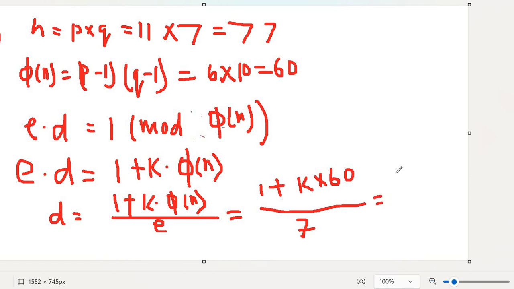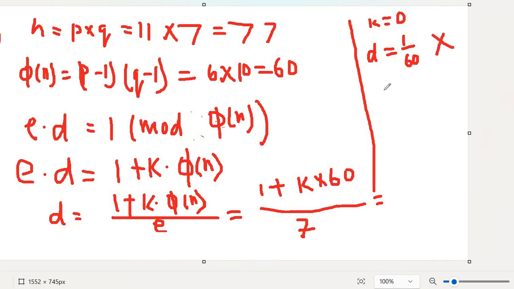So what will be for k equal to 0? d will be 1 plus 0 into 60, it means 0 plus 1 by 60. So that is not a complete integer value, but d we have to take as a complete integer value. So we will discard this value. I hope you are getting my point. If you have any confusion you may ask.